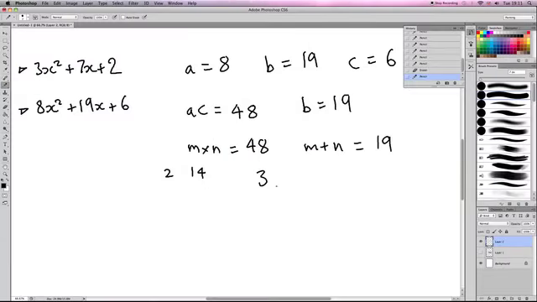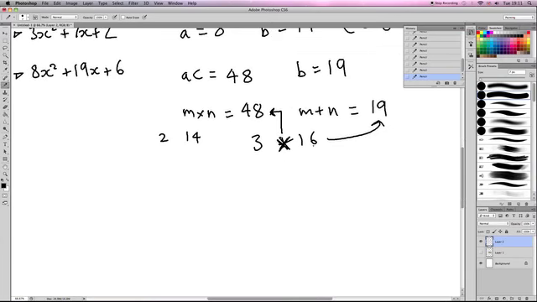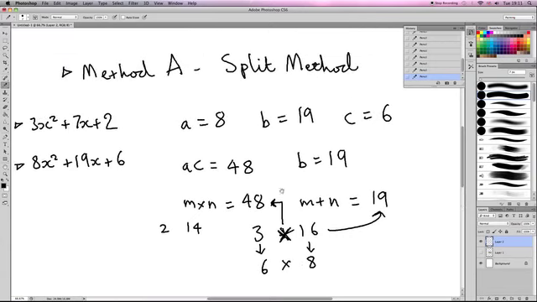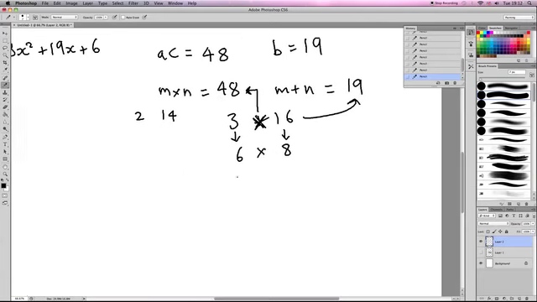Yeah, the two numbers I'm looking for are 3 and 16. They add together to give you 19, and they multiply together to give you 48. The way you can think about it is if you divide that by 2, it gives you 8, and because you divided that by 2, you can times that by 2 and it's still mathematically accurate. It's 6 times 8, which is what we just did. Anyway, sorry about that. Once I've got those, I can split my equation now.